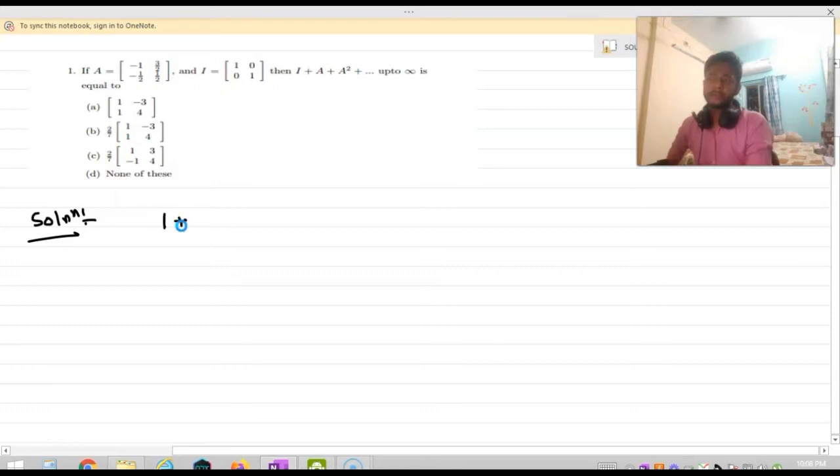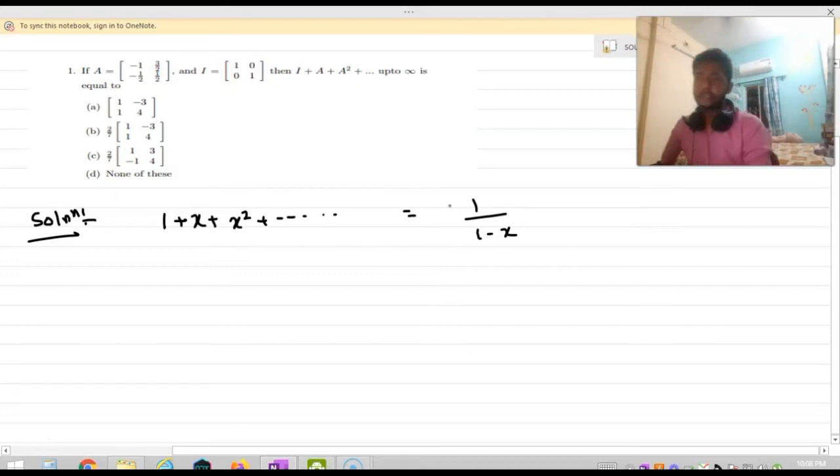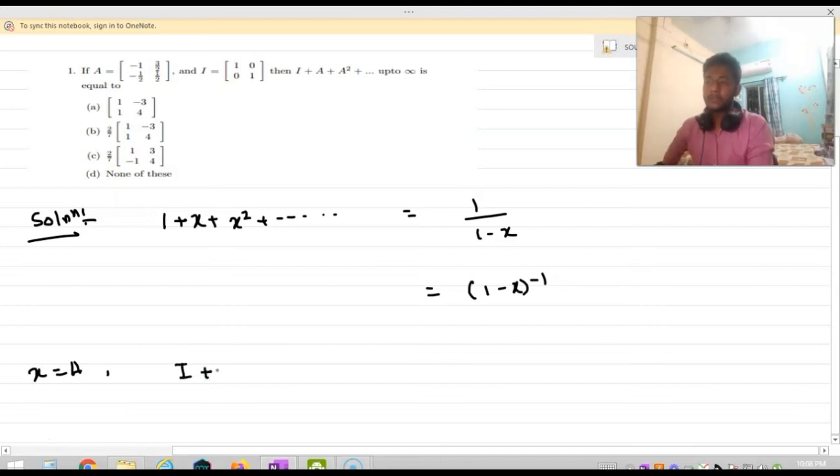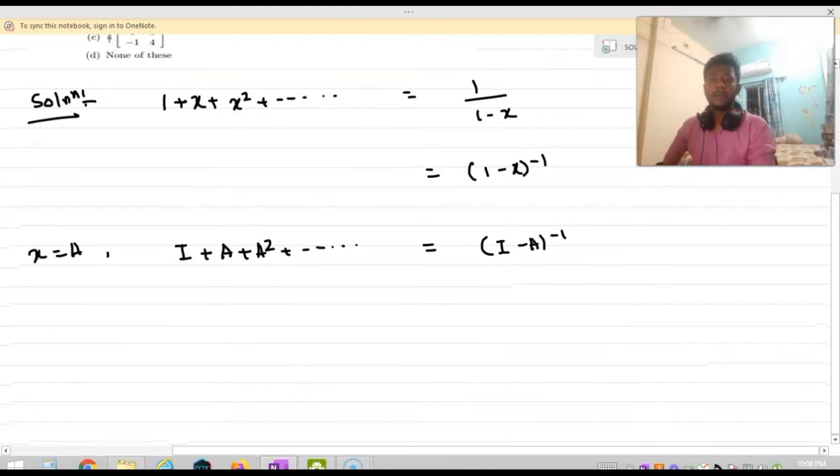We know that the value of the expression 1 plus x plus x square plus dot dot dot up to infinity is 1 by 1 minus x within the radius of convergence. So we can also write this as (1 minus x) inverse. Now we can put x equal to A. If we put x equal to A, we will get I plus A plus A square plus dot dot dot up to infinity is equal to (I minus A) inverse. So we have to find the value of (I minus A) inverse.